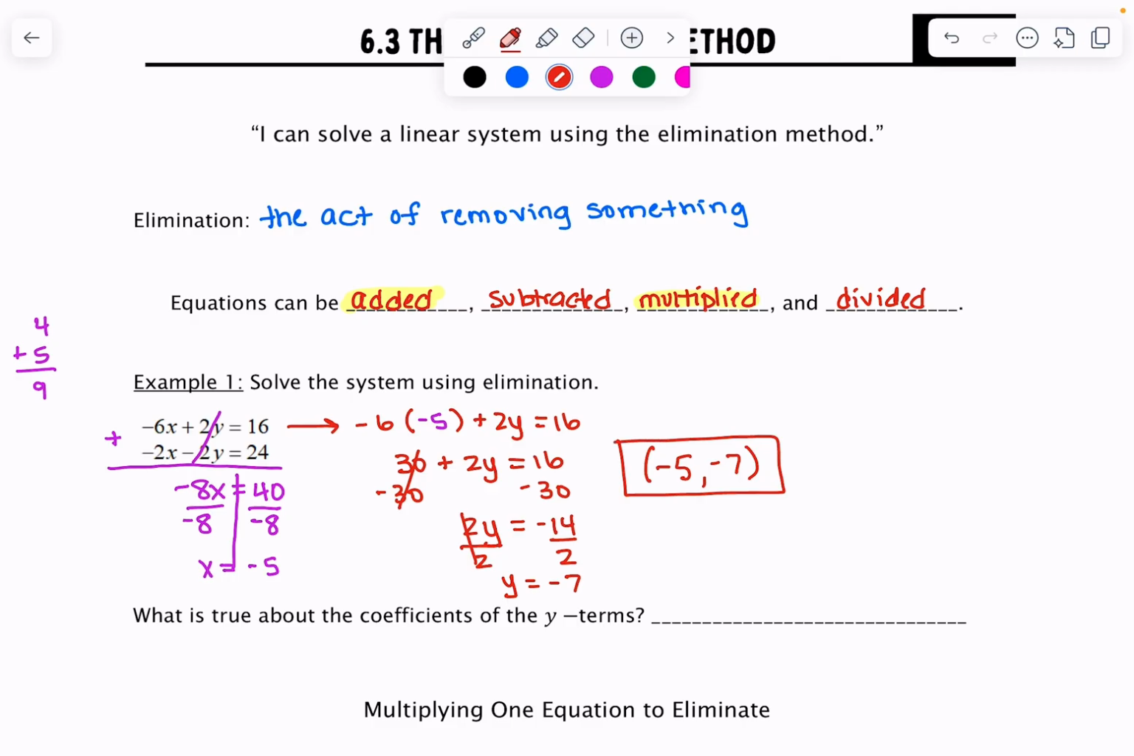So that's adding equations together and eliminating a variable. I want you to notice, really importantly, what's true about the coefficients of the y terms. Notice if I erase this line right here, what are the coefficients? I've got 2 and -2. So the key thing here is that you want the same value and opposite signs in order to eliminate.